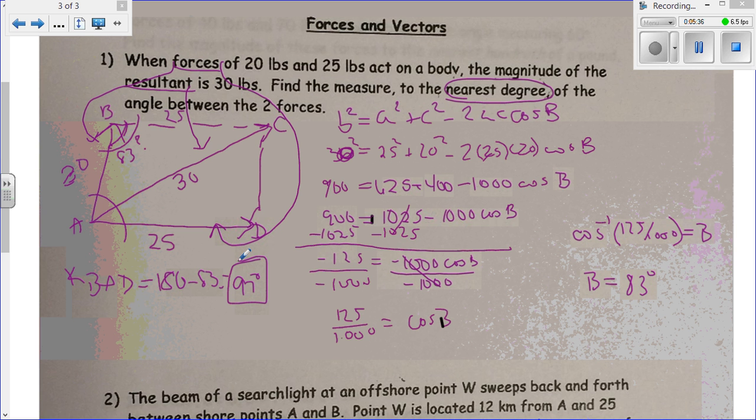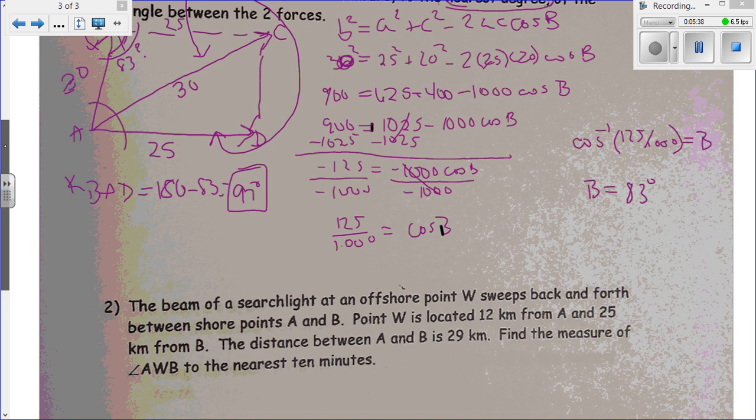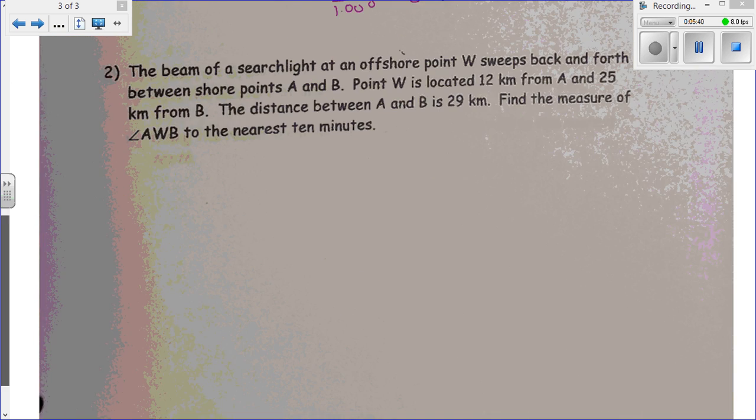All right, number 2. The beam of a searchlight at an offshore point W sweeps back and forth between shore points A and B. Point W is located 12 kilometers from A and 25 kilometers from B. The distance between A and B is 29 kilometers. Find the measure of angle AWB to the nearest 10 minutes.